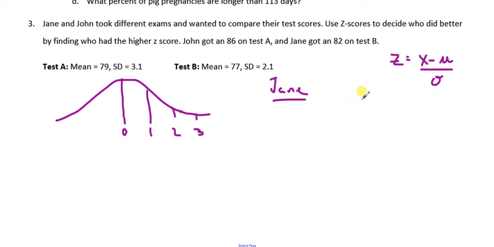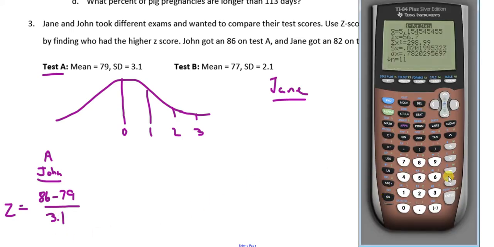John did test A and Jane did test B. I'll put John over here. John got an 86 on test A. So his z-score, test A, I'll put an A over here, the mean was 79. So he got an 86 when the average person got a 79. So he did good. Standard deviation is 3.1.